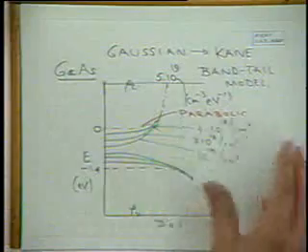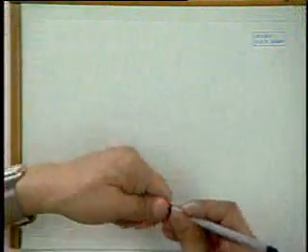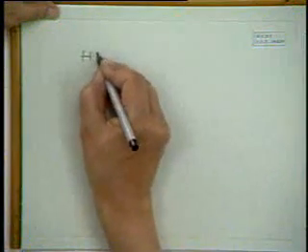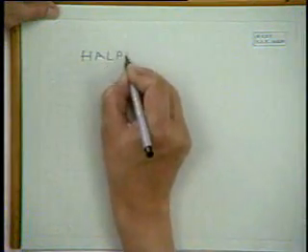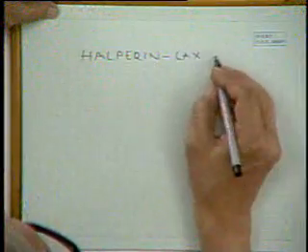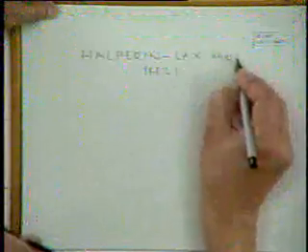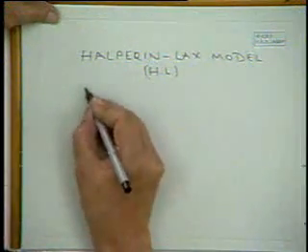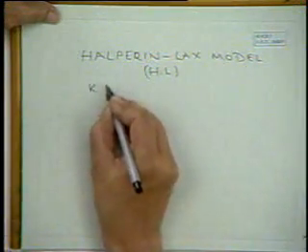I'll compare this with experiment later on, but it turns out that this model also is not good enough, and the next model that was taken is called the Halperin-Lax model, HL for short. And the Halperin-Lax model has the addition that the kinetic energy of carriers is taken into account.